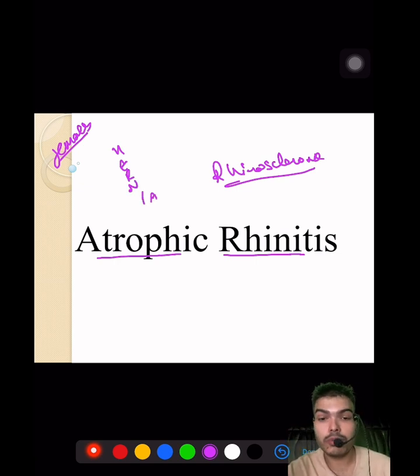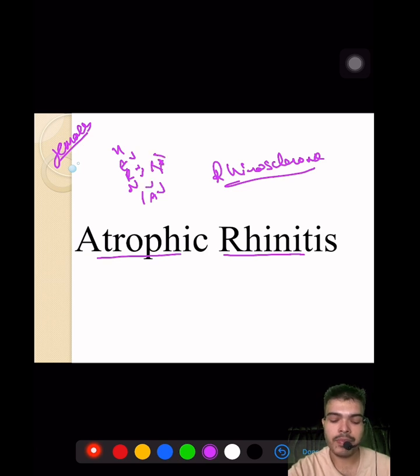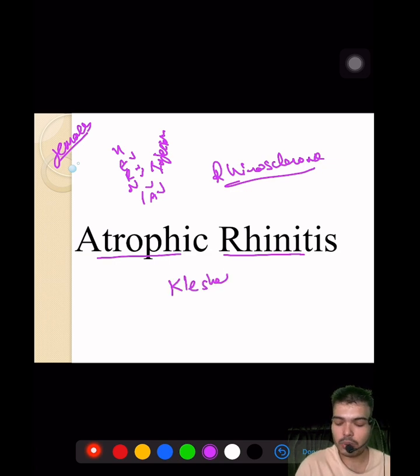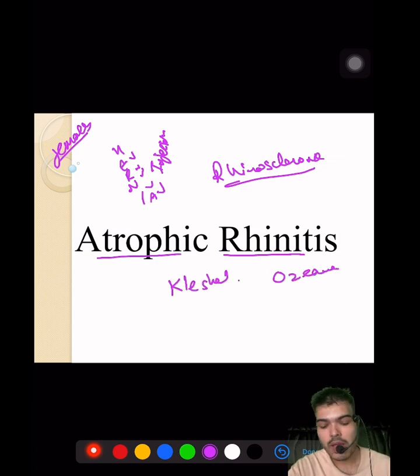H is for hereditary factors, with autosomal dominance, the maximum possibility. E is for endocrinal factors, R is for racial factors, more common in Americans, okay. N is for nutritional factors: vitamin D deficiency and calcium deficiency can lead to this, and also iron deficiency anemia. A is for autoimmune conditions, and I stands for infection. Infection by which organism? Infection by Klebsiella ozaenae. This is the organism leading to atrophic rhinitis.